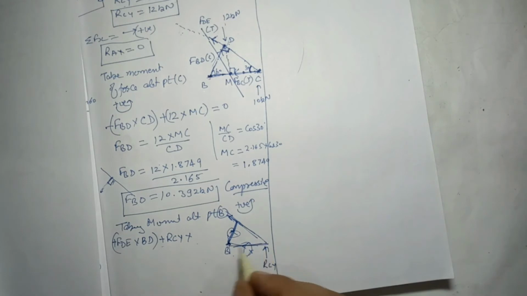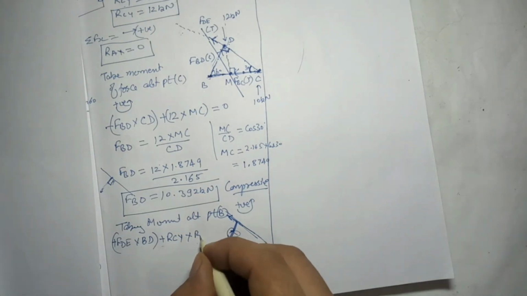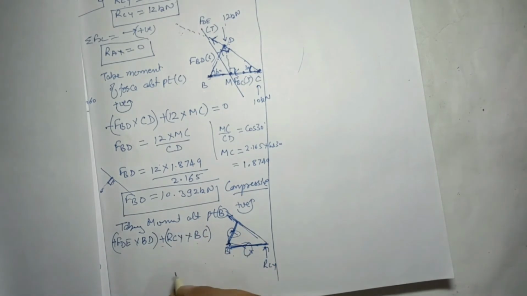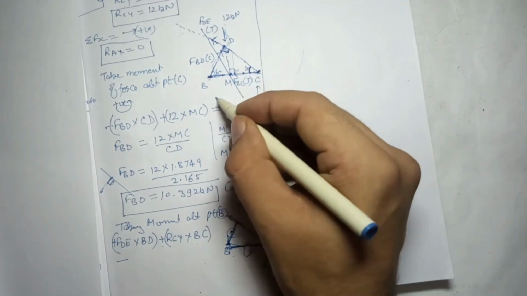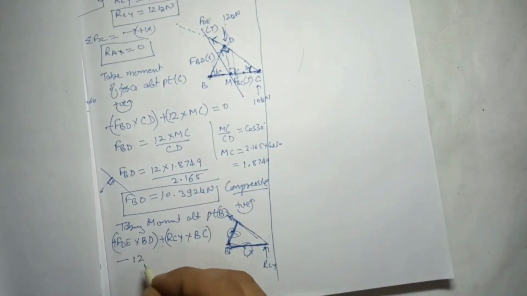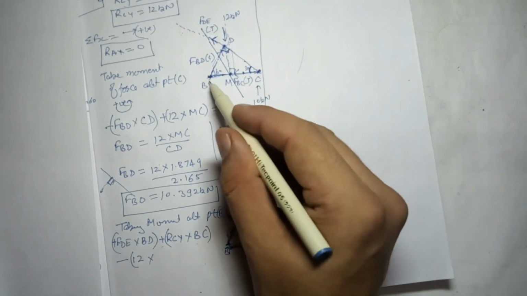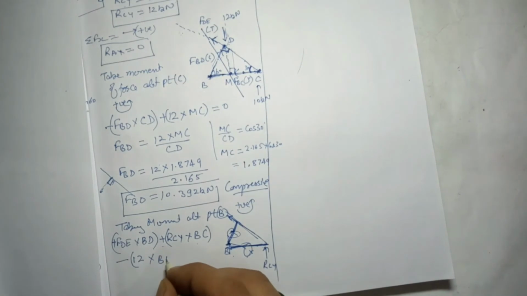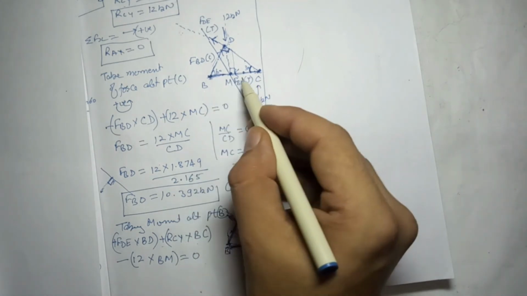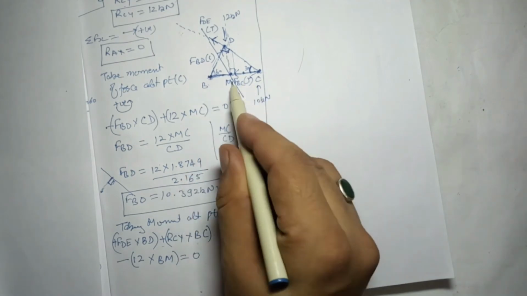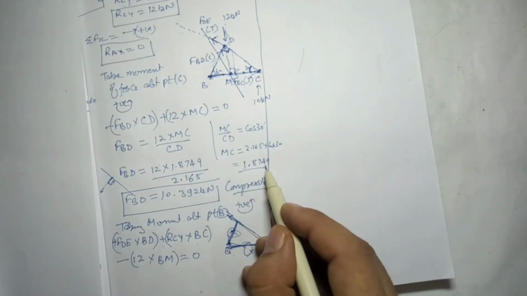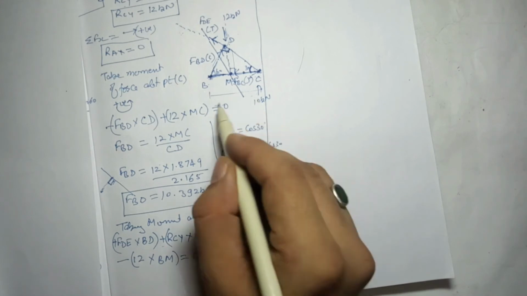What is the perpendicular distance? This one, this is BC, we have this value BC. Minus 12, this 12, it is going clockwise about point B, so this is minus 12 into the perpendicular distance. This 12 has this distance BM, so we can say this is BM, that is equal to 0. Now we can find out the BM very easily. You have calculated MC, 2.5 minus this value 1.8487, because we know this value, this was given as 2.5.